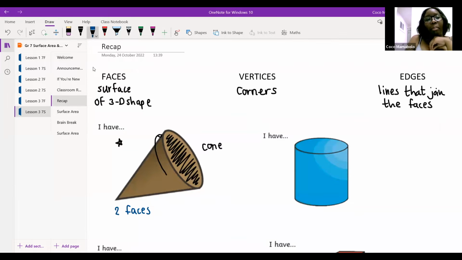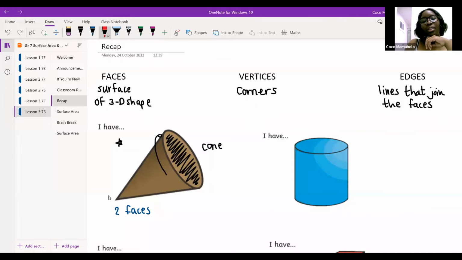Awesome. Mpo, tell me, how many vertices does my cone have? Hi, Mpo. Okay, Mpo's not unmuting either. I don't know, maybe it's a problem on my side, but I'm seeing a lot of you saying, some of you are saying 0, some of you are saying 1. Hi, Mpo. Hi, ma'am. Hello, my sweetie.